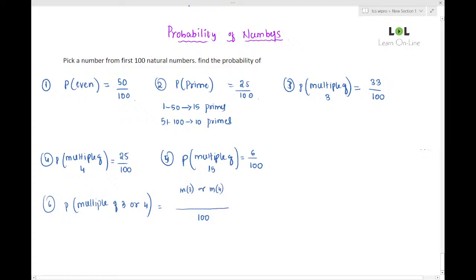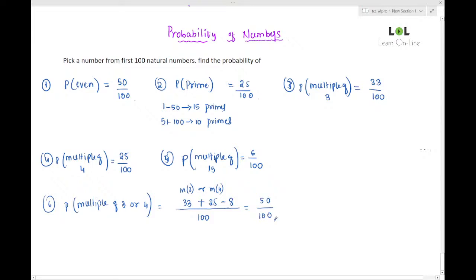Multiples of 3 are how many? We know that 33. Plus multiples of 4 are 25. Minus. You have to subtract which number, guys? 8. I'll tell you why. Let us check this answer first. So this you will get as exactly 50 by 100.